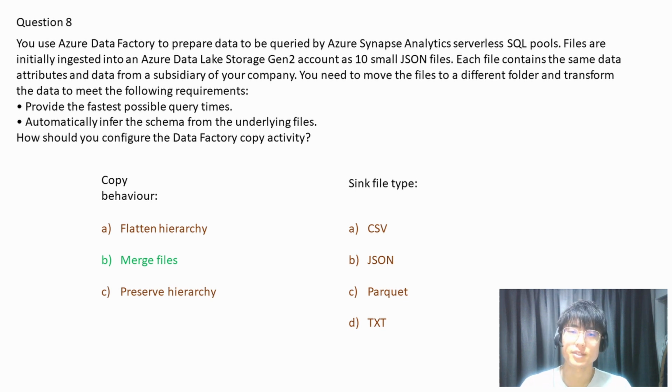And in terms of the sink file type, we're dealing with JSON here, and it seems like we will be looking at a columnar based format. So as we discussed a couple of times before, the file format we want to be looking at is Parquet.